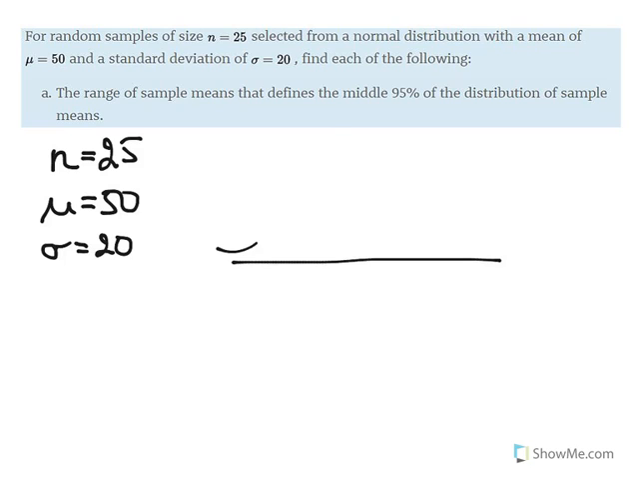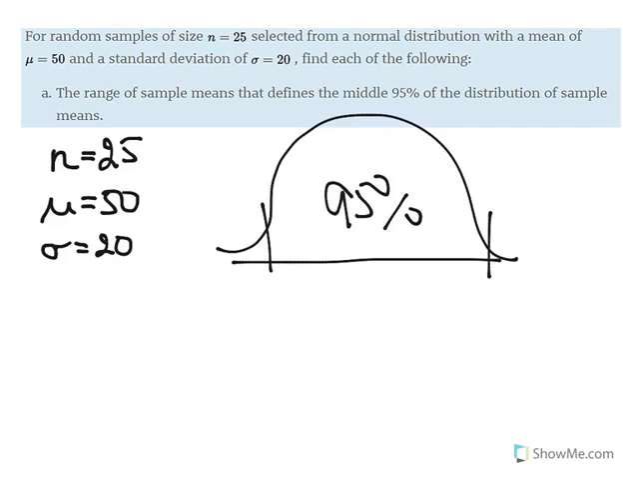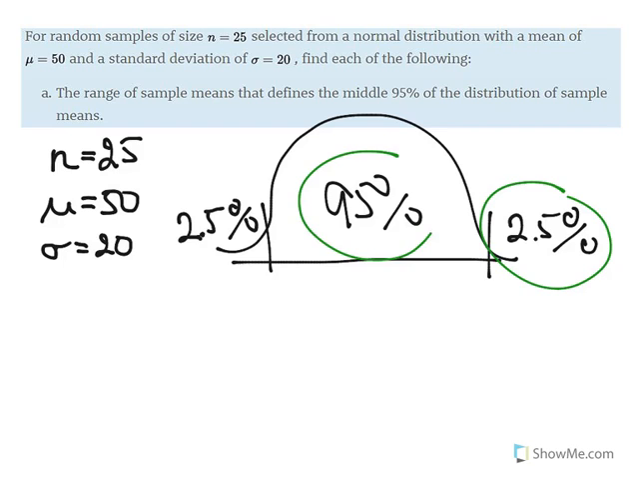So again, let's see, what does that visually look like? The middle 95%, so that is everybody in here. If we have 95% here, then we know we have 5% on the outside, right? Since we have two outsides, we have 2.5% here and 2.5% here, because this plus this is 100%. That's everybody, right?